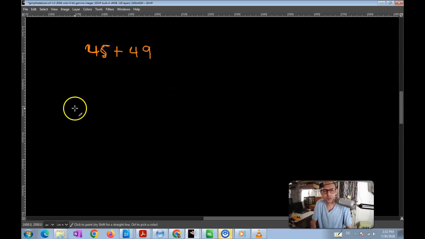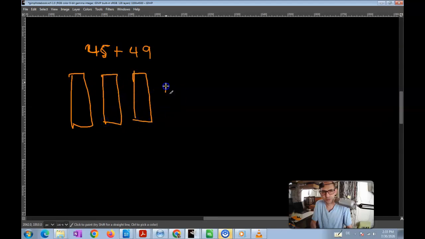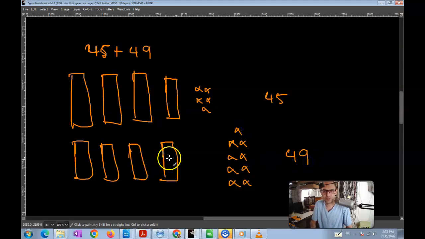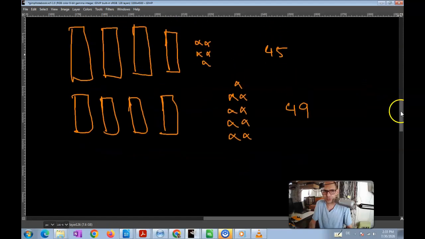45 plus 49. So then for the 45, I have one group of 10, two groups of 10, three groups of 10, four groups of 10, and 5 loose ones. For the 49, I have 1, 2, 3, 4 groups of 10, and then 1, 2, 4, 6, 8, and 9. That's a 49. Now I can essentially put these together.